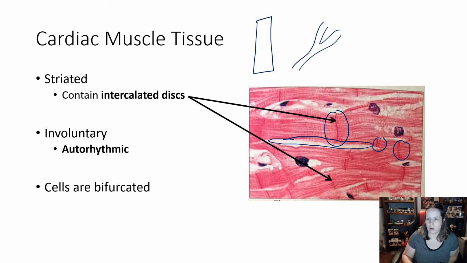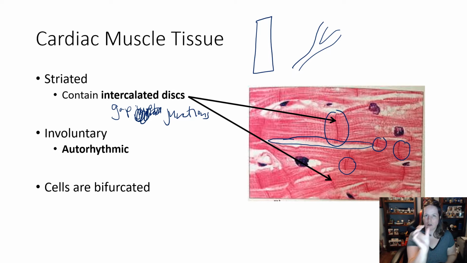Remember, these are called intercalated discs, and if you recall from our first unit, these are gap junctions. Remember, these are the little types of tissue connectors. They're made of connexons. They allow ions to move through really quickly. And as you'll learn in physiology, this is really important for getting the heart muscle to contract as one unit.